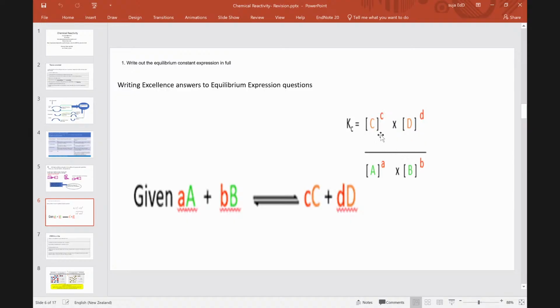It is the concentration of your products divided by the concentration of your reactants, where your exponent stands for the number of moles. I repeat it once again. Kc stands for the equilibrium constant, and the equilibrium constant is calculated by taking the concentration of your products over the concentration of your reactants. And what you see here as your exponent is your number of moles.